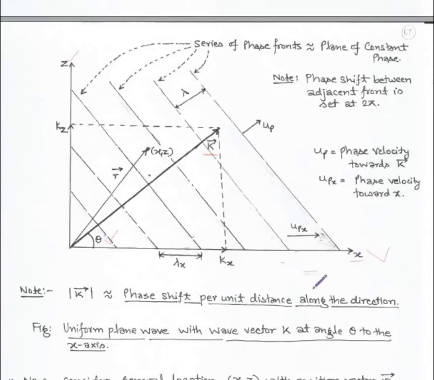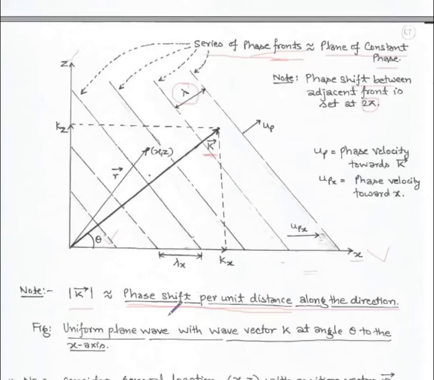And here we note a point. The magnitude of k vector, that is the Poynting vector, is the phase shift per unit distance along the direction. So along the propagation of k vector, there is a phase shift per unit distance. So here we consider a series of phase fronts. The phase front is called a plane of constant phase. So on the xz plane, we consider a series of phase fronts and we set a phase shift of 2 pi between two adjacent fronts. So here the distance between the two adjacent fronts is lambda, that is the wavelength.